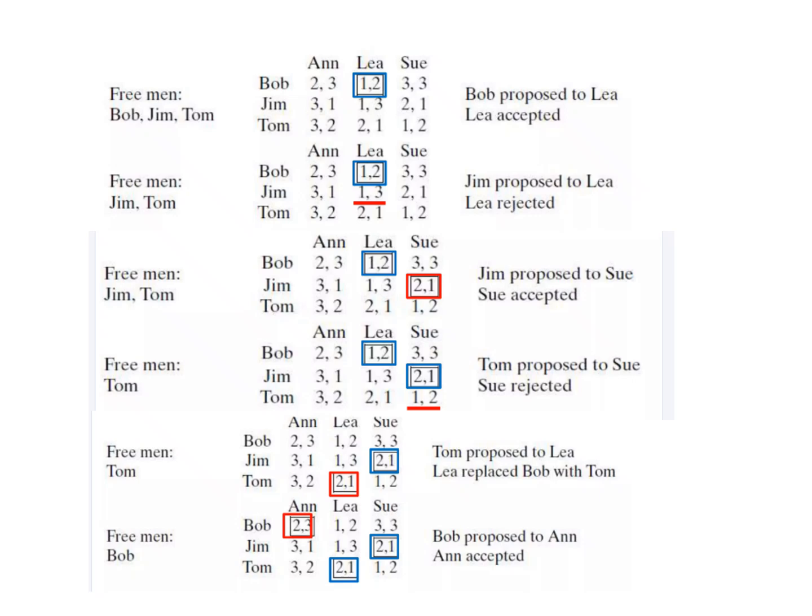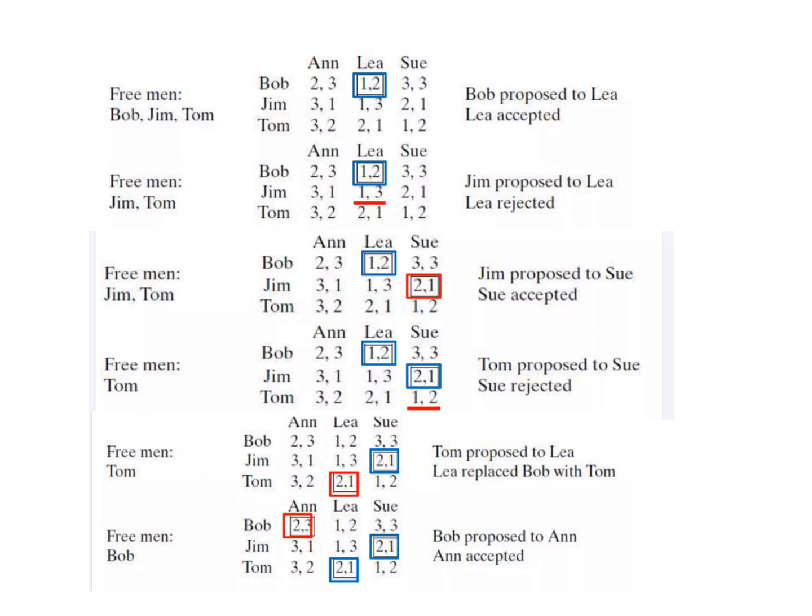Starting with the very first man, Bob. Bob is proposing to Lea because she is his first preference. Lea is free now, so she just accepts the proposal. So Bob has been connected to Lea. The next free men are Jim and Tom.